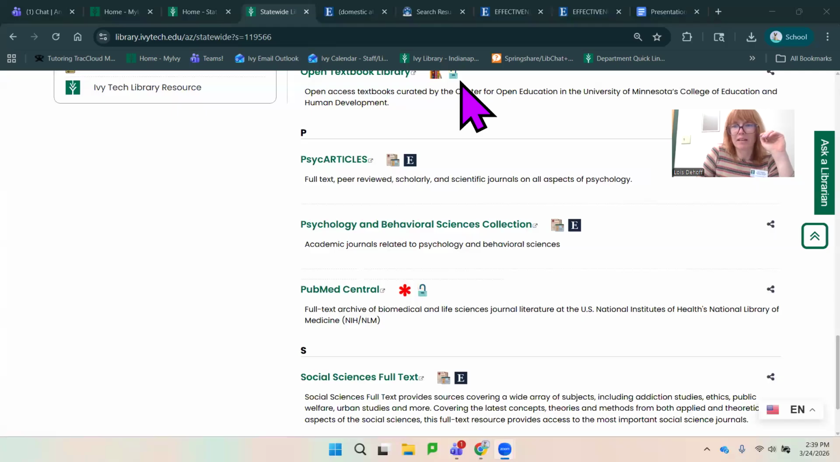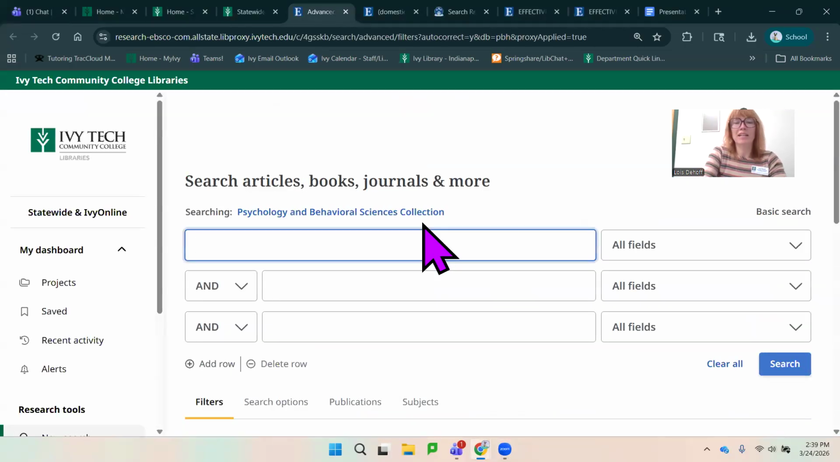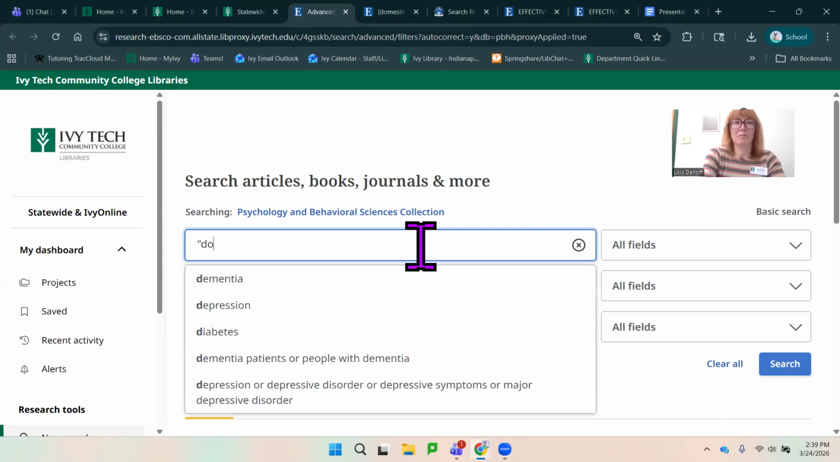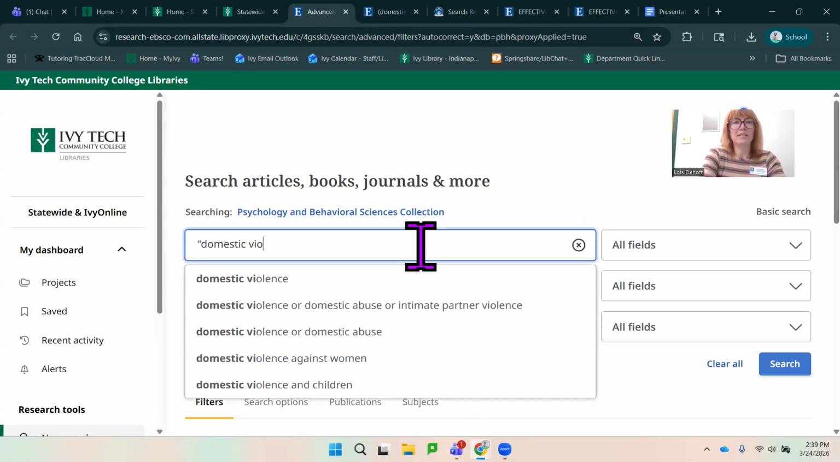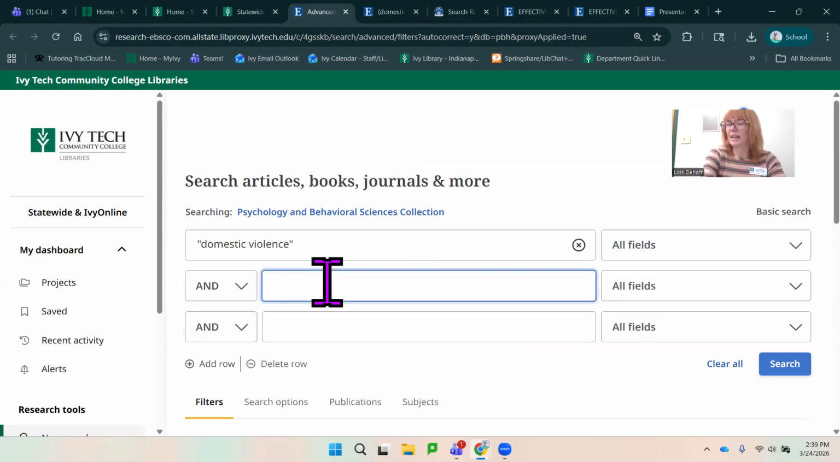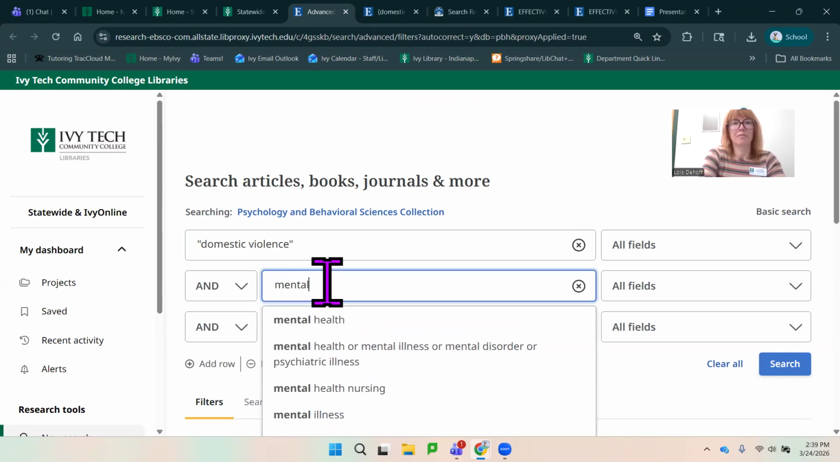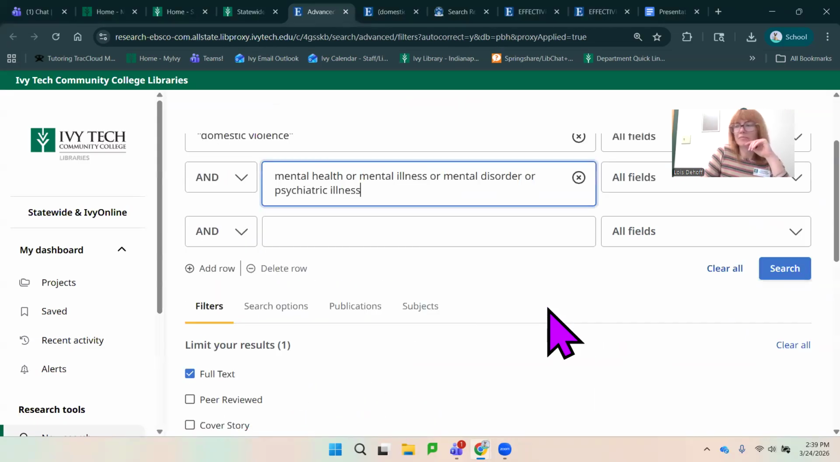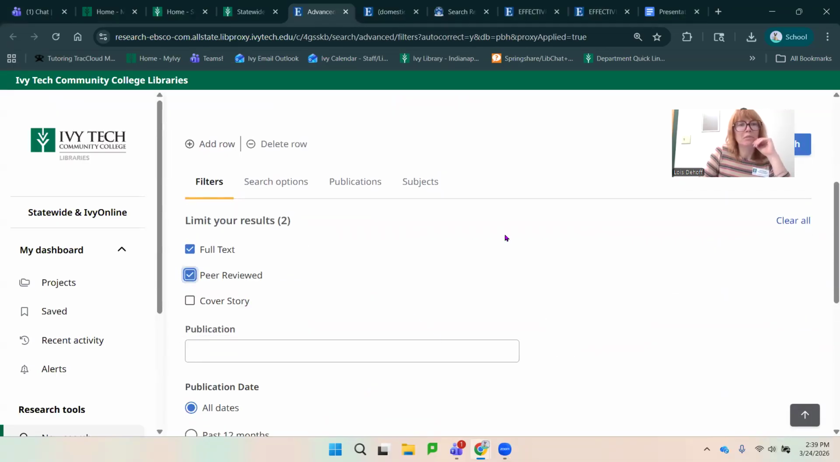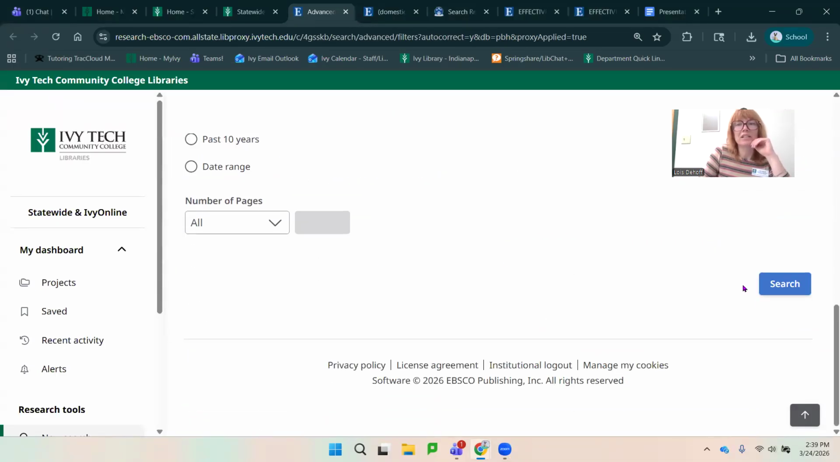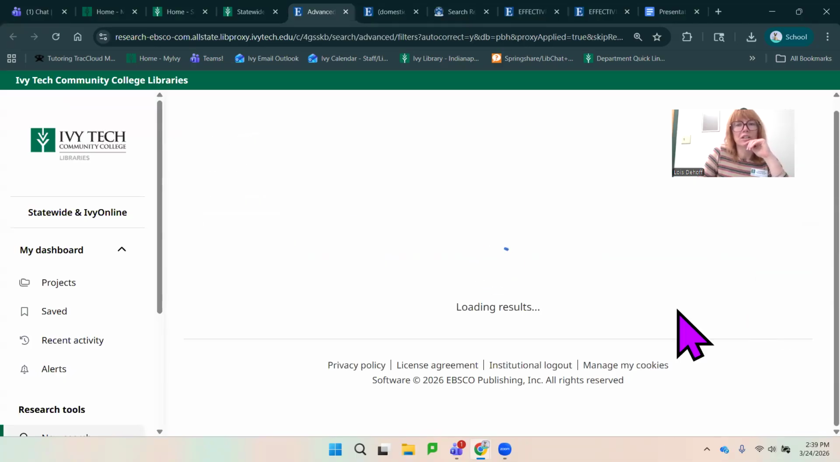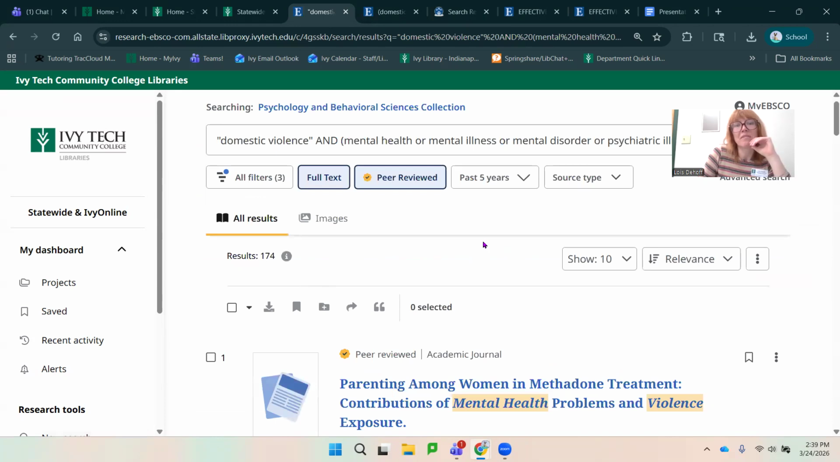Let's see. Let's do here. And so again, if I start clicking into this, and in this case, if I typed in domestic violence, and then I looked at mental health, now I'm getting that my peer reviewed, my past 5 years, my search. I get 174 results.